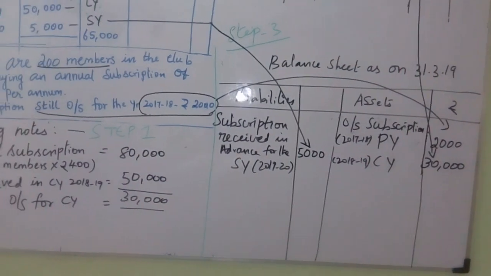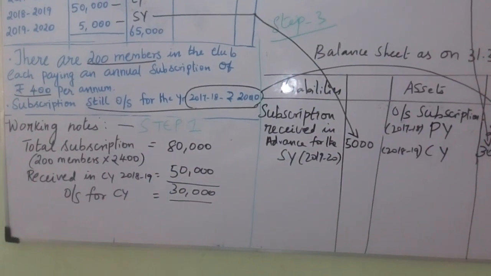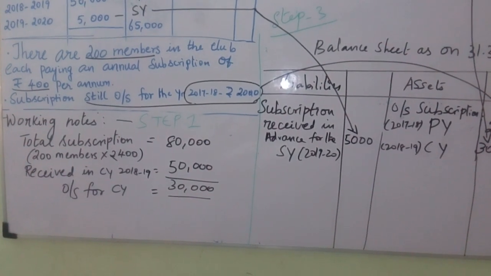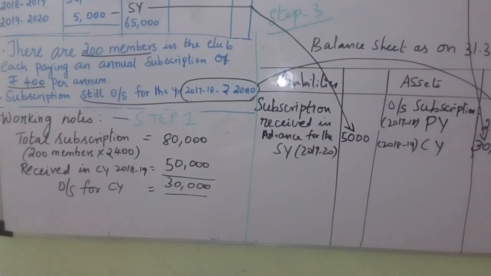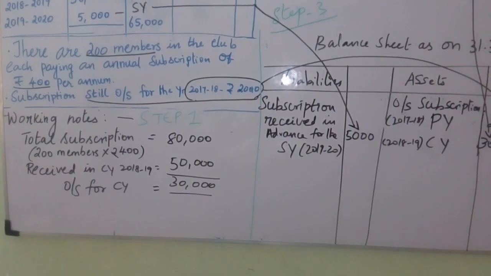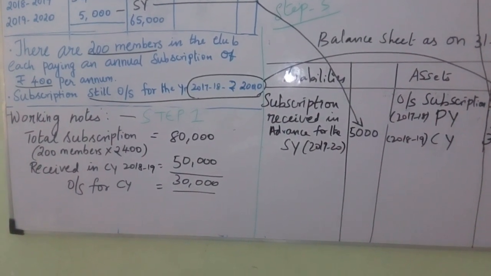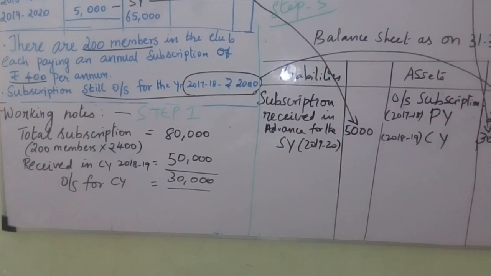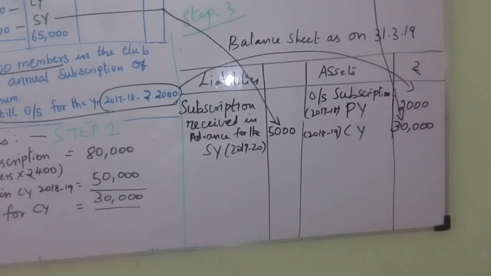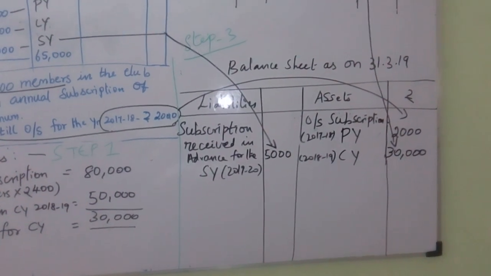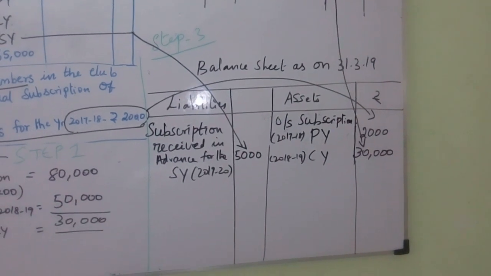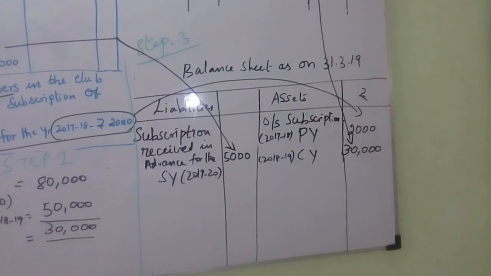See from where it comes. They have given the second information: subscription still outstanding for the year 2017-18. See, for 2018-19 the outstanding is 30,000. For the previous year it is 2,000. We didn't receive it yet. It is an accrued income. So we are transferring it to the asset side. In the same way, outstanding for the current year is also an accrued income. So we are considering it an accrued income and we are showing it on the asset side.